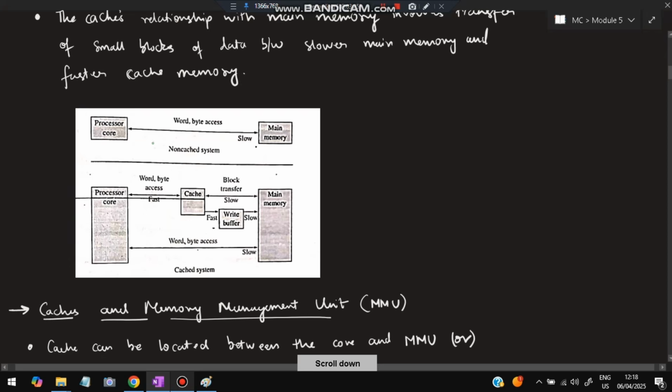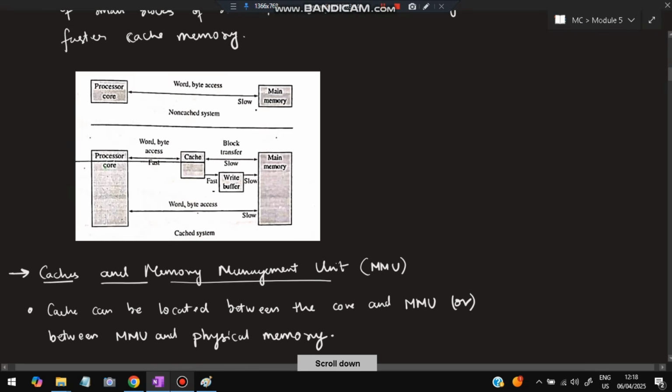Okay, now in this diagram you can see there is no cache present. In the top diagram we have a processor and main memory. Between the processor and the main memory, access happens to write and read the data, but it is a very long distance and very slow. To avoid this, we introduce a cache in between, and we introduce a write buffer.